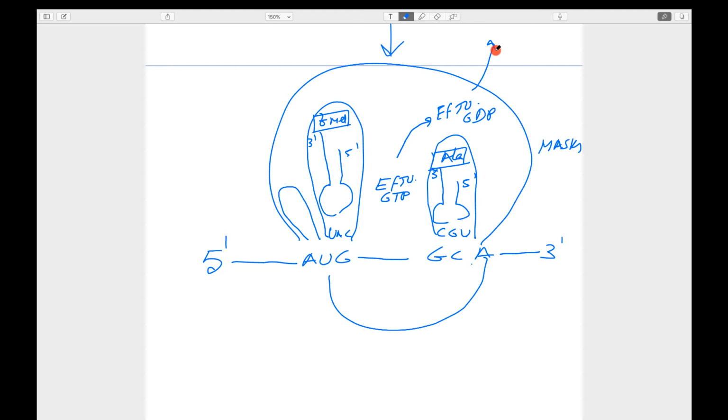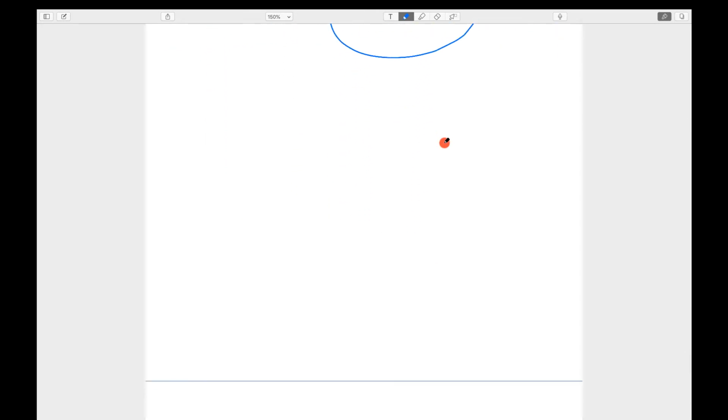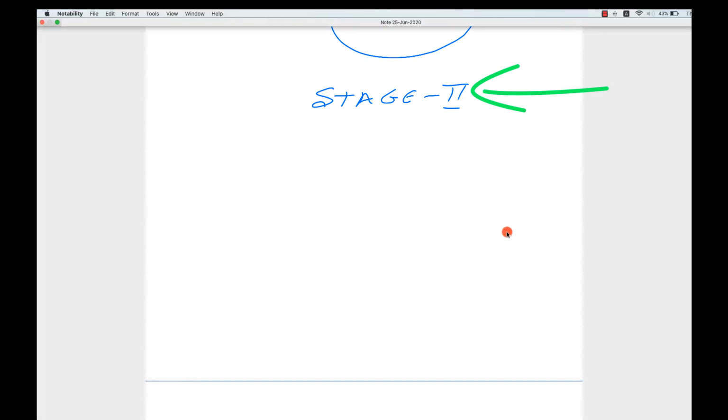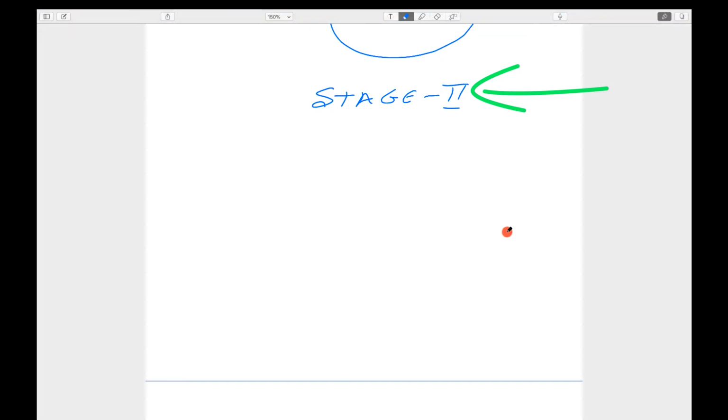Now this alanine, which is there along with the transfer RNA, can react with another peptide or another amino acid. So stage 1 is completed, and then we enter stage 2. In stage 2, what happens here? The formation of the peptide linkage, the formation of the peptide bond is taking place.